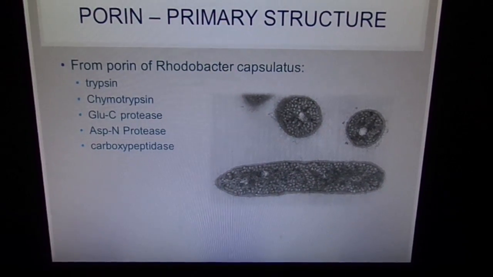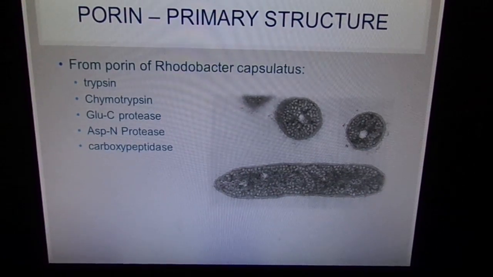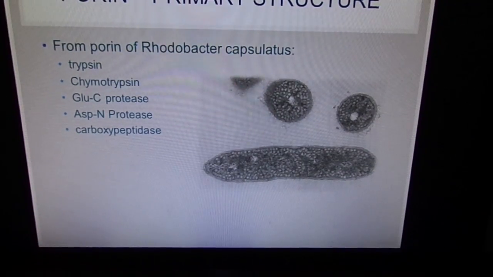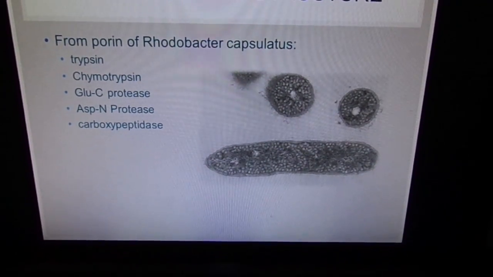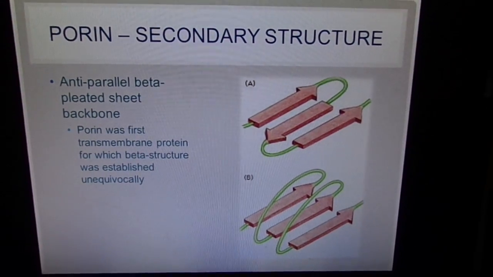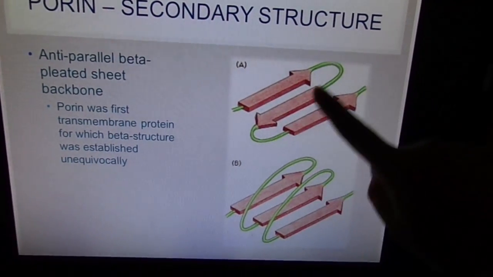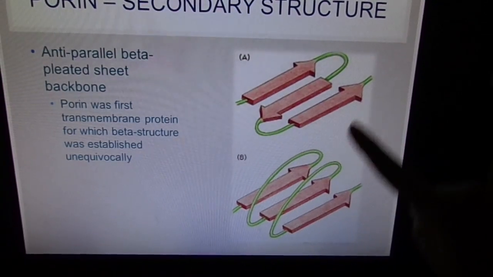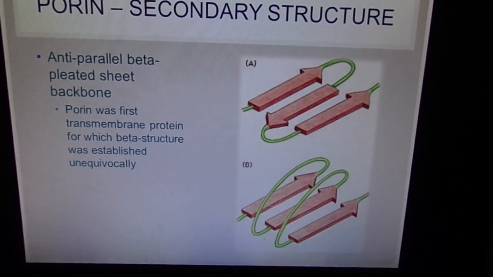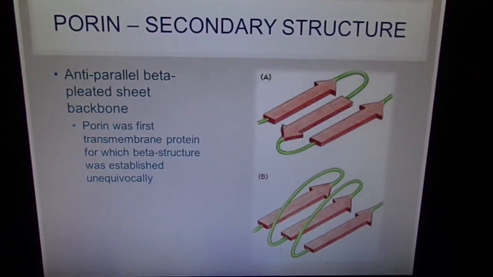The primary structure of Porin, this is in the Rhodobacter bacterium. It has trypsin, chymotrypsin, glucoprotease, ASPN protease, and carboxypeptidase. The secondary structure of the protein is anti-parallel beta-pleated sheet backbone. So they're not nice and straight and smooth like these parallels shown here. They're anti-parallel, so they flip back on each other. Porin was in fact the first transmembrane protein for which beta structure was established unequivocally.